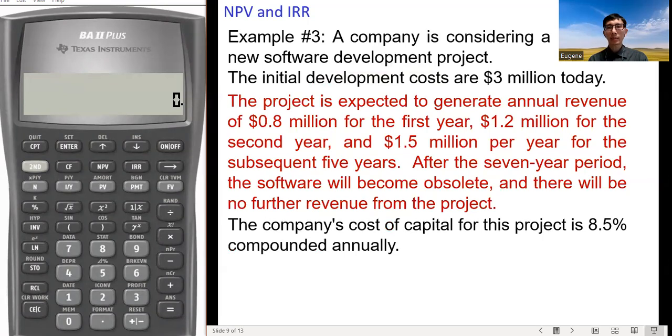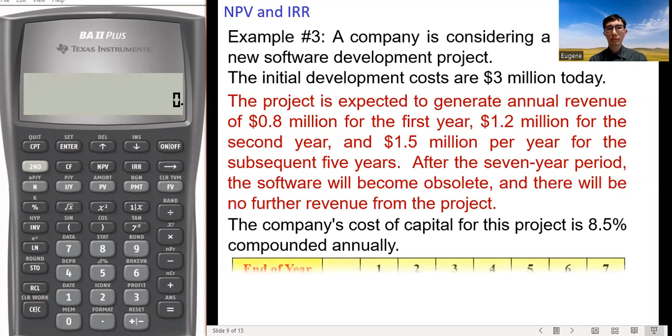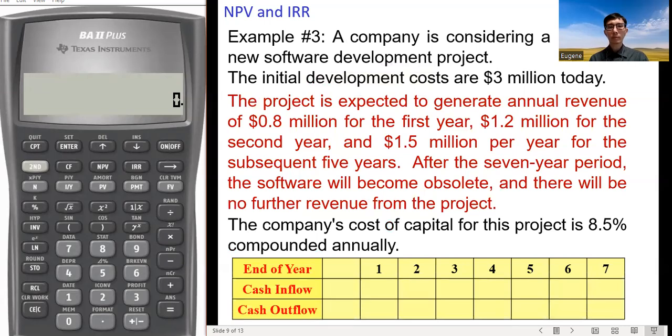The cost of capital is 8.5% compounded annually. From that, we can compute the NPV and the IRR. Let's fill out the cash inflow and the cash outflow. Initial investment is $3 million. So we have a cash outflow of 3 initially. And then there's no cash inflow.